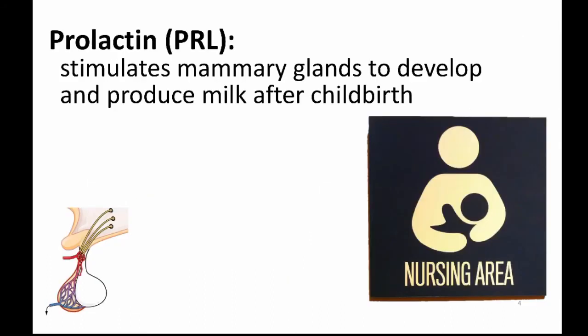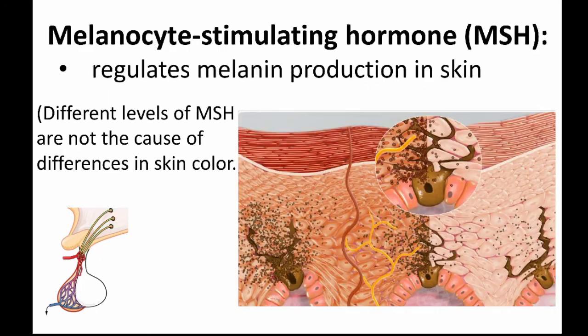So prolactin, which is usually abbreviated PRL, all caps, stimulates the mammary glands to develop and to enlarge during pregnancy and is involved in milk production as opposed to milk letdown. That's oxytocin after childbirth. Two ways you can tell that this is the anterior pituitary. First, you've got the optic chiasm, and second, you have the axons from the hypothalamus that are ending on the portal blood vessels.